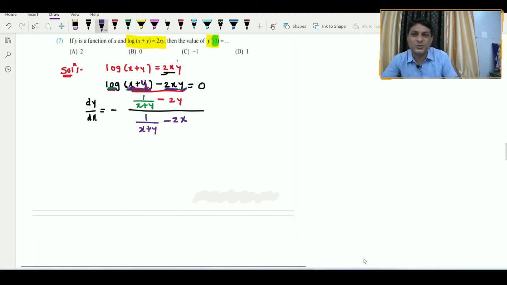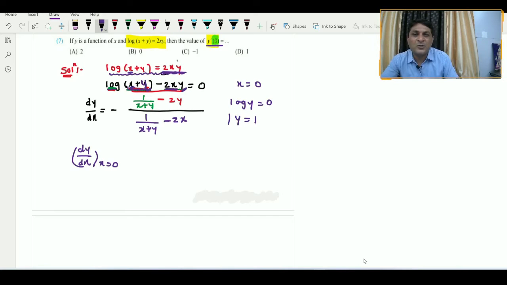So the differentiation is known to us, but the question is to find this derivative at x is equal to 0. Because we want the derivative at x equal to 0, we see what value of y we get. We substitute x is equal to 0 in the given function. Here we get log y, and on this side, 0 into any term is 0. So log y is 0, which implies that y is equal to 1, because we know that log of 1 to any base is always equal to 0.